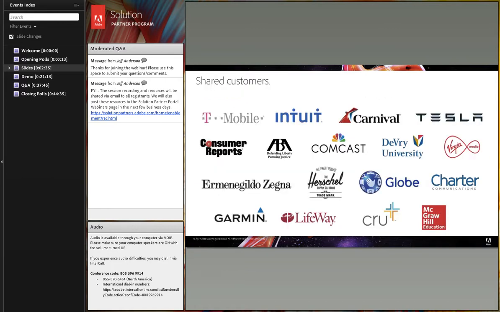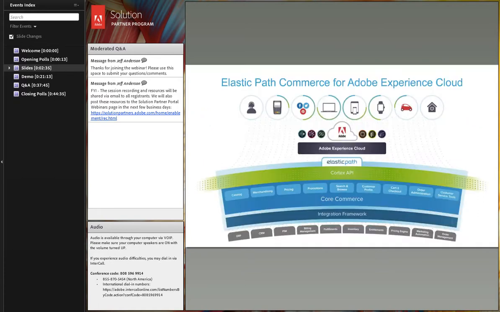Here are the highlights of a few. You notice T-Mobile, Intuit, Carnival. Obviously T-Mobile and Carnival were widely showcased at the last couple of summits. Great brands that we're privileged to work with. You see our folks at Tesla, Consumer Reports, Emilio Zenya. We've got some really great brands that we're privileged to work with and share with the Adobe team.